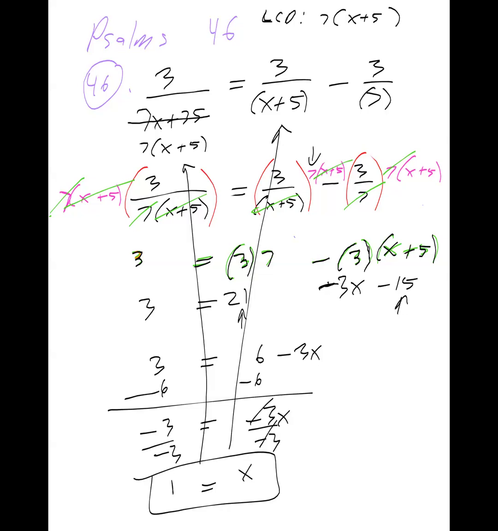So if I plug in 1 for x, what's 1 plus 5? 6. So that's not 0. And the same thing if you plug into the other one, 1 plus 5, that's also not 0. So this one is good to go. Okay, so 1 equals x, now we're good to go. Any questions about that?